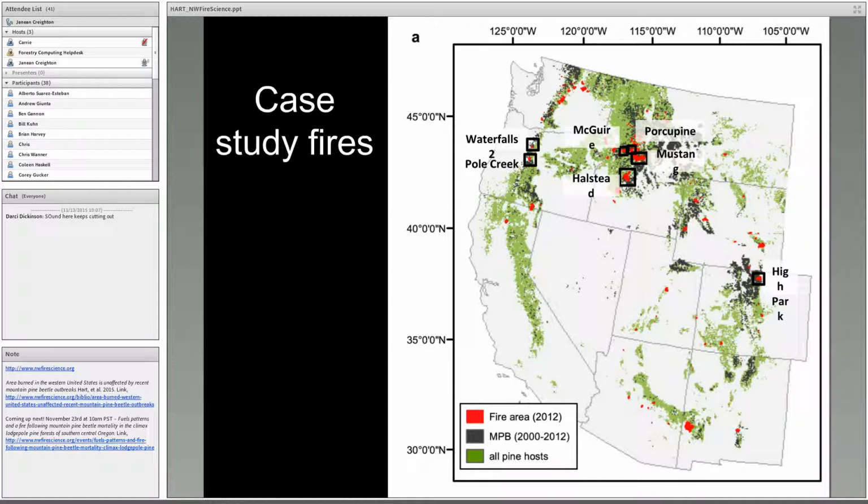And I'm sorry those names are showing up a little funky right now. Made on a Mac. But we've got 7 fires: the High Park fire in Colorado, the Porcupine, the Mustang, the Halstead, and the McGuire in Idaho, Waterfalls 2 and Pole Creek in Oregon. And I'm going to talk a little bit about some results that come up when you look at how fire severity varied in relation to mountain pine beetle infestation in these fires. These fires were selected because they were relatively large and had a higher proportion of pre-fire mountain pine beetle outbreak.